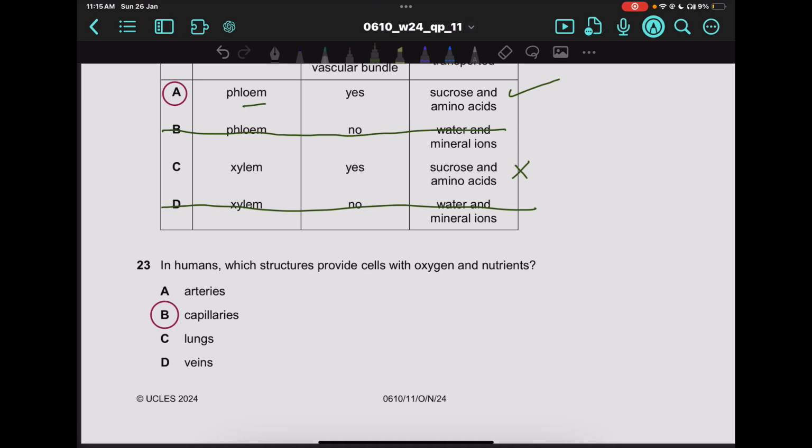23. In humans, which structures provide cells with oxygen and nutrients? This is the capillaries.